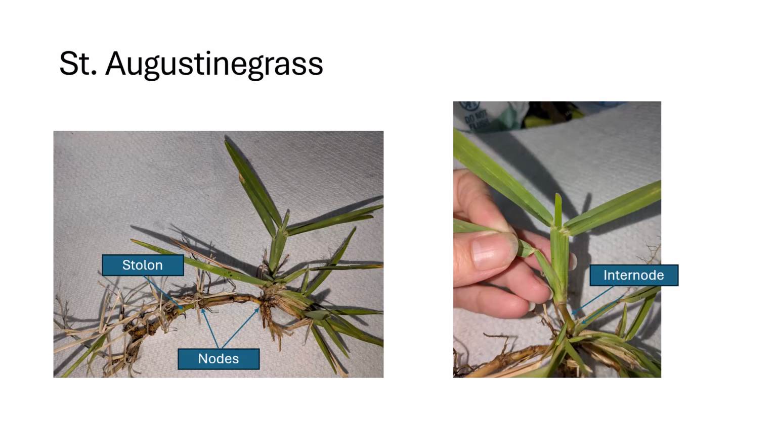Here we have St. Augustinegrass, a common warm-season turf grass in Florida. Leaves arise from distinct nodes along thick, creeping stolons, above-ground horizontal stems, with internodes between them. Record the name of the specimen that you will sketch later.